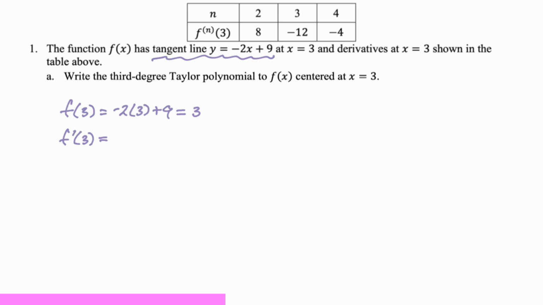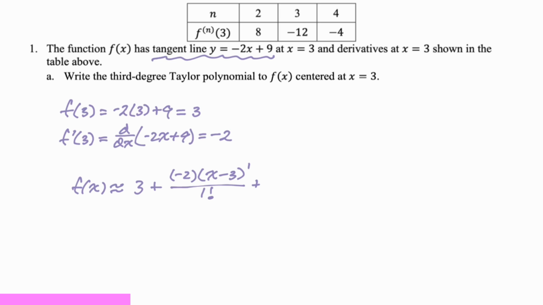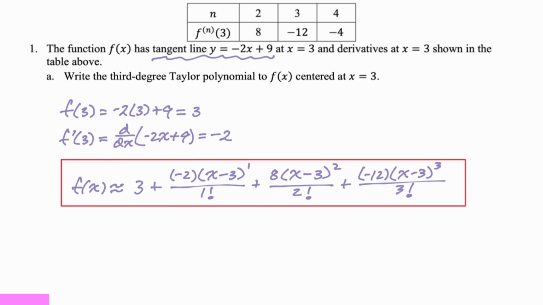We're just going to find the derivative with respect to x of the tangent line, which is obviously negative 2. And now we're in the position where we write this thing that we've memorized, and these cause us no stress whatsoever. It's the value of the function plus first derivative times x minus 3 to the first over 1 factorial. So that's going to be negative 2 times x minus 3 to the first over 1 factorial, plus second derivative times x minus 3 to the second over 2 factorial. So that's going to be 8 times the quantity x minus 3 squared over 2 factorial. And then plus third derivative times x minus 3 to the third over 3 factorial. Third derivative from the table, negative 12. So we're going to have negative 12 times the quantity x minus 3 cubed over 3 factorial.